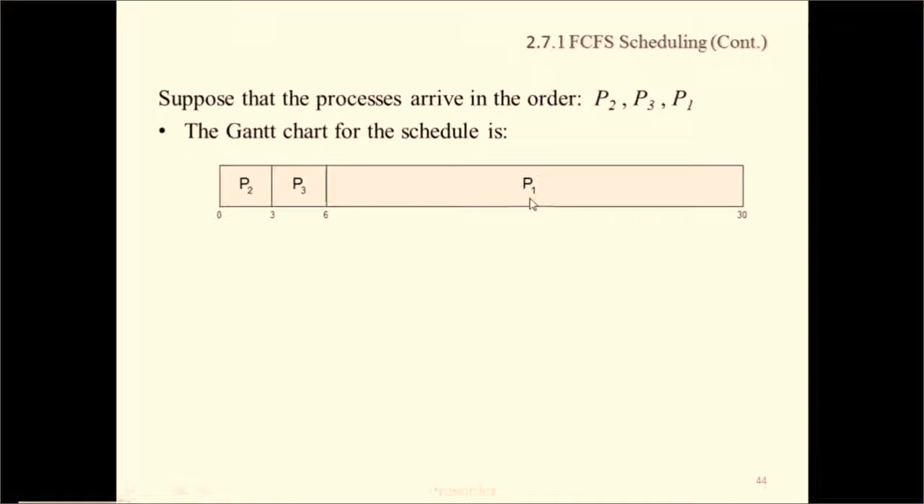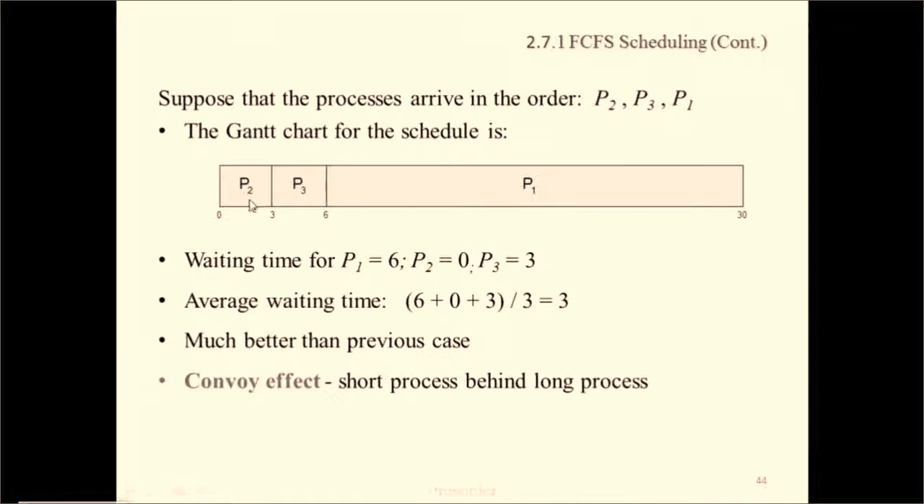Okay. Now what happens is, what is the waiting time for P1, P2 and P3? Waiting time for P1 is 6 units of time. For P2 it is 0. For P3 it is 3. So 6 plus 0 plus 3 divided by 3 equal to 3.